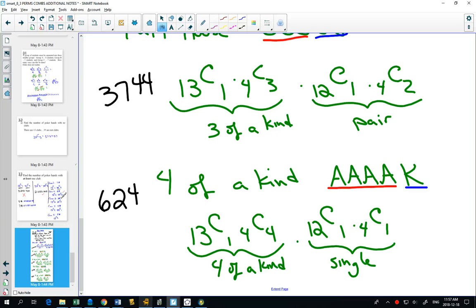How many royal flushes are there? There's four of them. A royal flush goes from 10 to ace in the same suit. So there's one in hearts, one in clubs, one in spades, and one in diamonds.